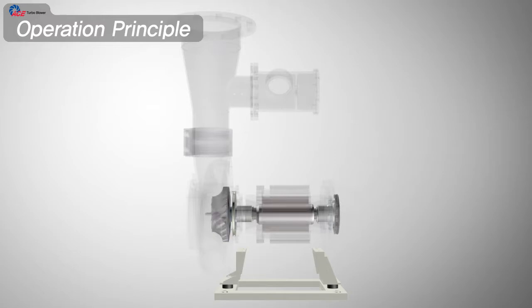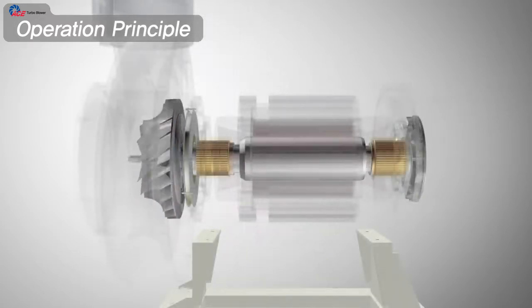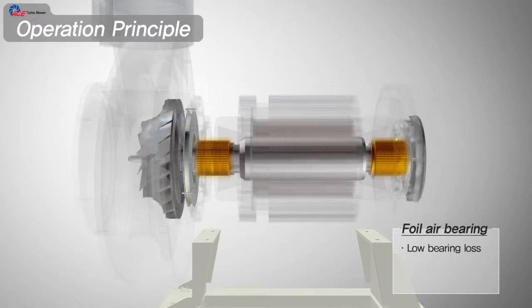To support the spinning rotor at high speed, we use foil air bearing, which has low loss with excellent reliability.